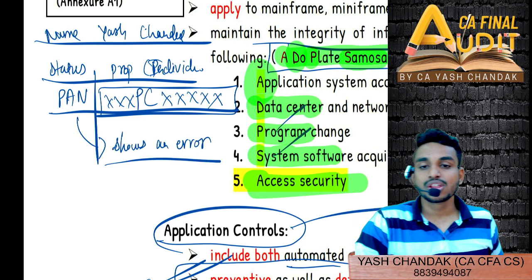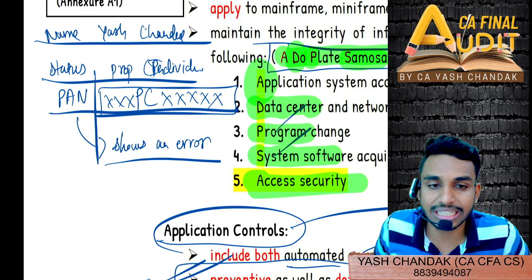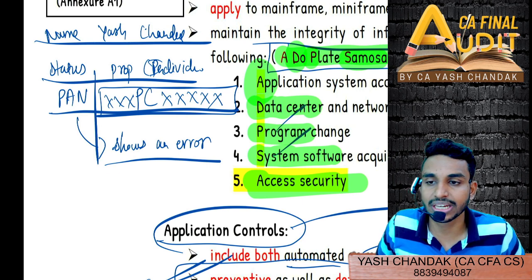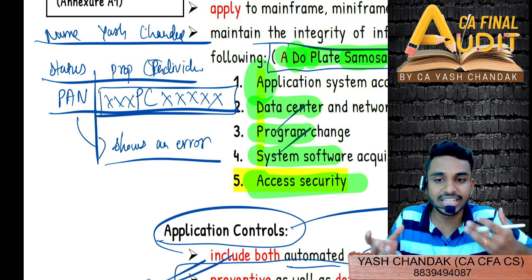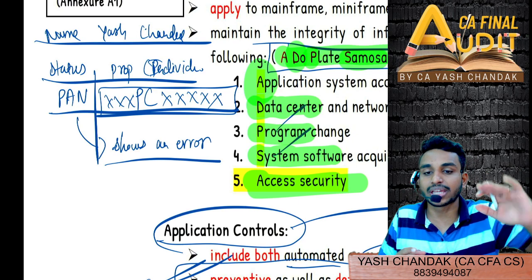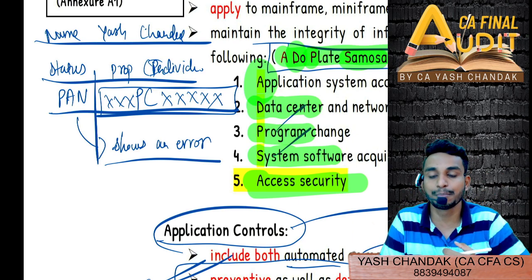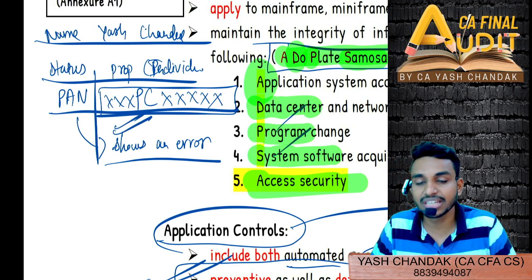It shows an error, right? So, do you think this is a preventive control or detective control? What do you think it is? A preventive control or detective? Preventive, right? It is preventing you from going ahead and committing a mistake. It is beforehand only preventing you from committing any mistake. So this is preventive in nature.